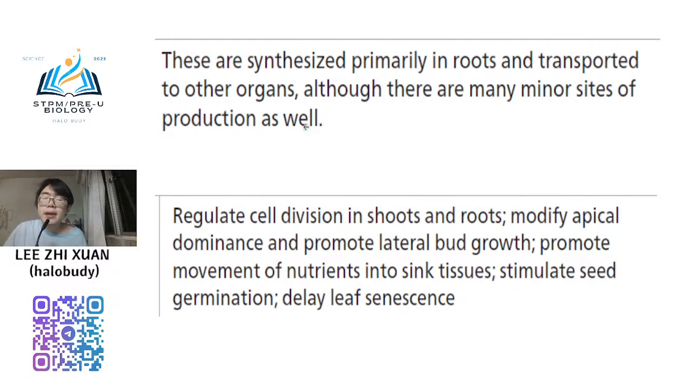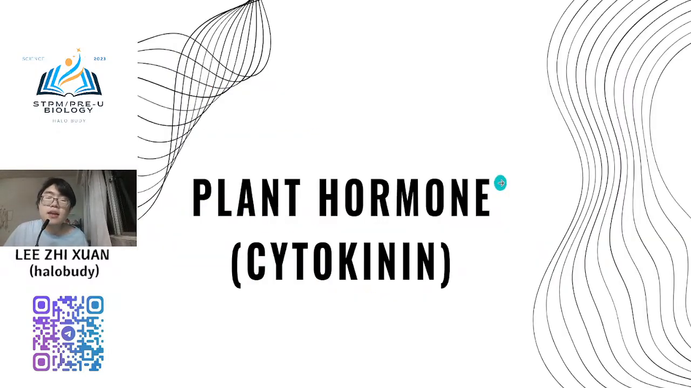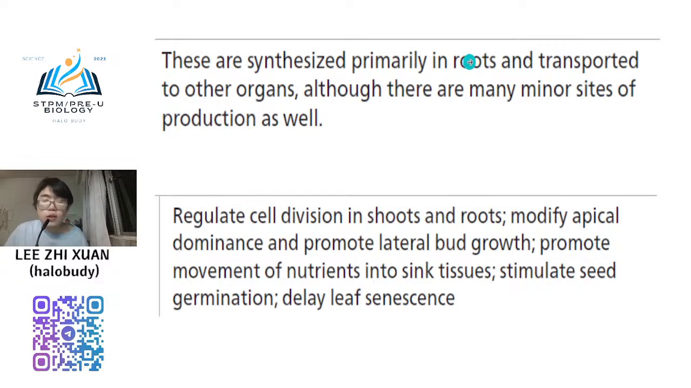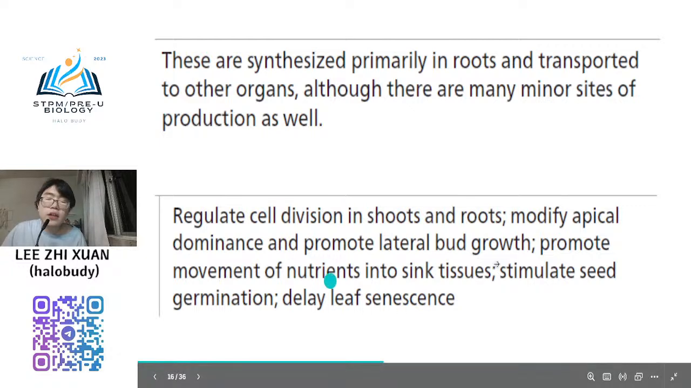So the major synthesis site of cytokinin is the root. Compared to auxin, auxin is produced in the meristematic cells at the root and shoot. For cytokinin, it is produced in the root, but other parts can also produce it as well, but the most important one is the root. Okay, and then this is the general function.